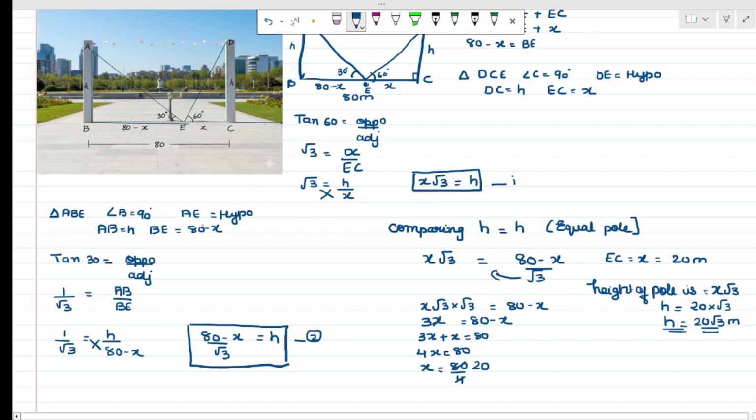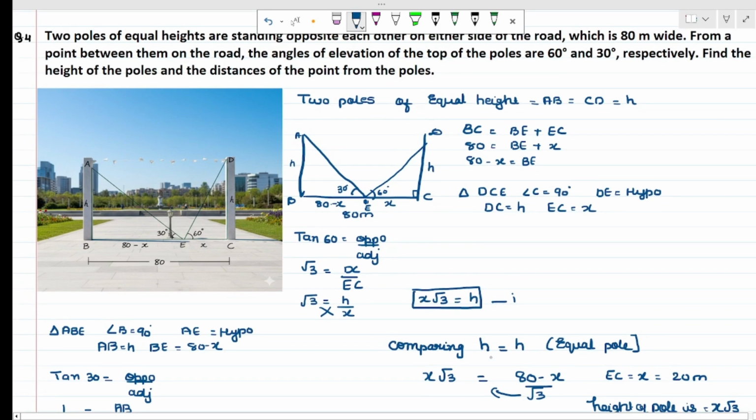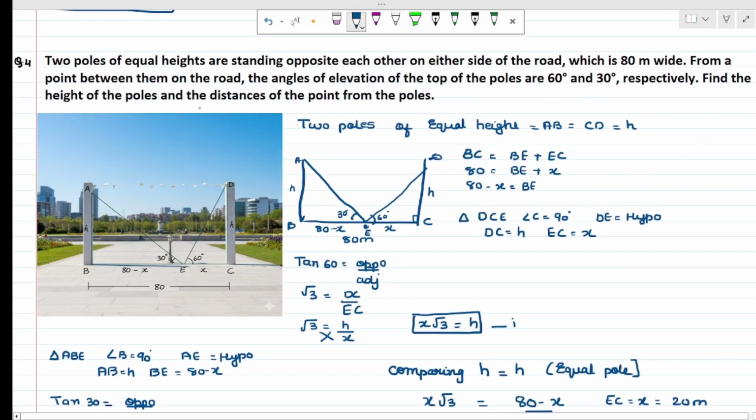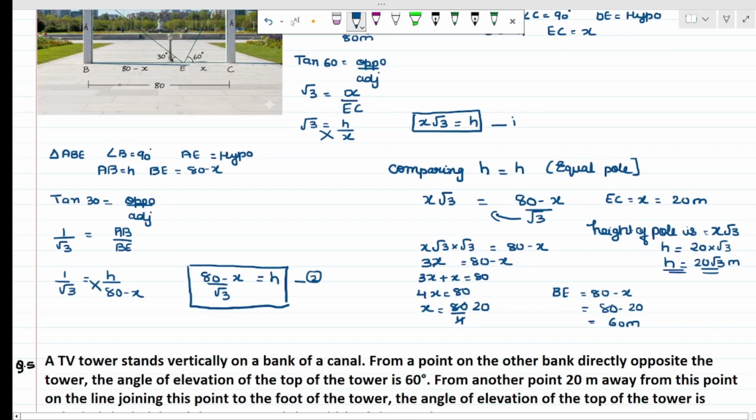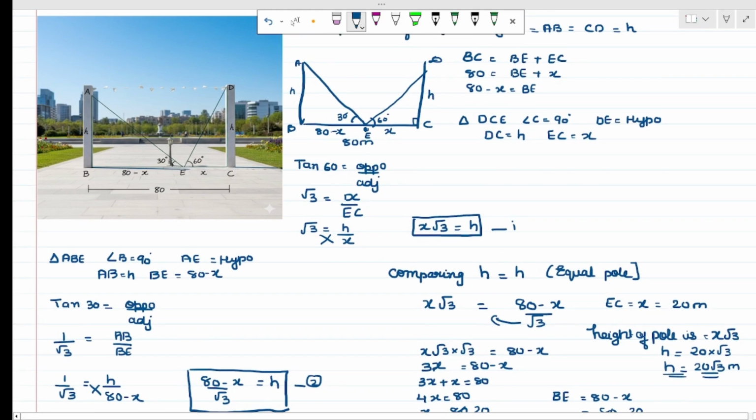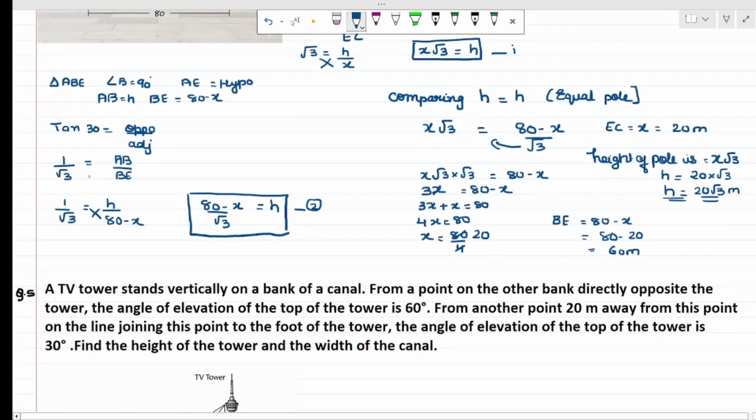And the last thing, BE. BE will be equal to 80 minus x. That means it will be equal to 80 minus 20. It will be 60 meters. As your question says, find the height of the pole and the distance of the point from the poles. That means from the pole CD, the distance is 20 meters, and from the pole AB is 60 meters.